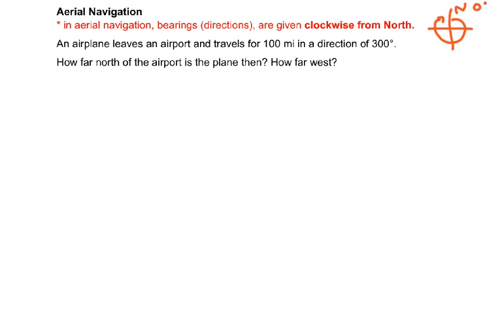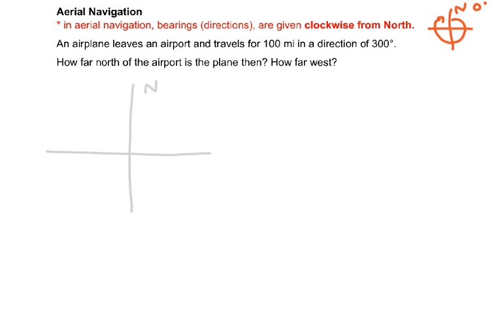So here we have an airplane which leaves an airport and travels 100 miles in a direction of 300 degrees. We want to know how far north of the airport the plane is after it has traveled these 100 miles, and how far west. So we'll start by drawing a picture.